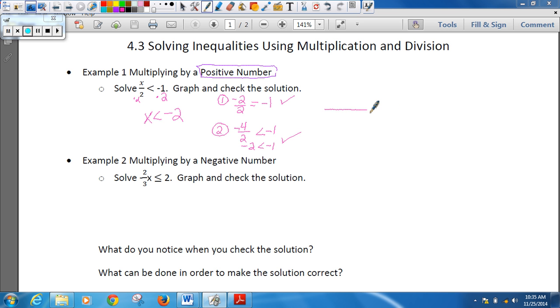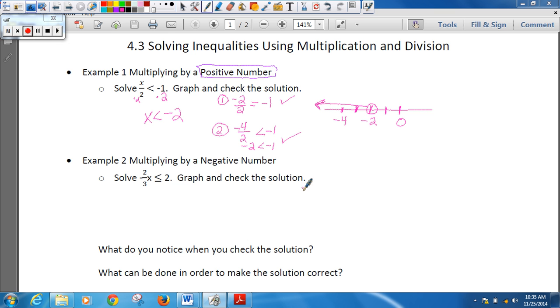The last thing I'm going to do then is graph. X is less than negative 2, so I'm going to have negative 2, negative 1, 0. Negative 2, negative 3, negative 4. So x is less than negative 2. Since there's no equal to part, it's going to be an open dot. Less than goes to the left because the smaller numbers are to the left.